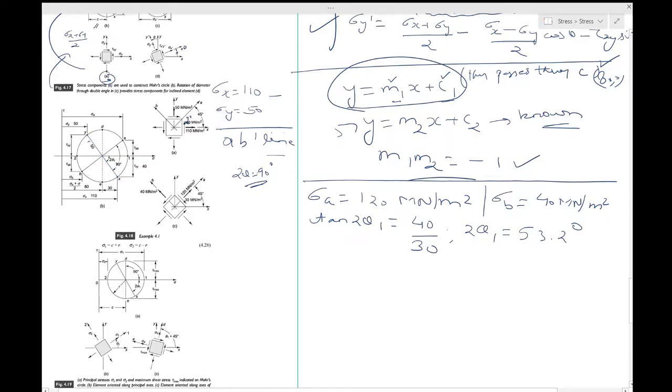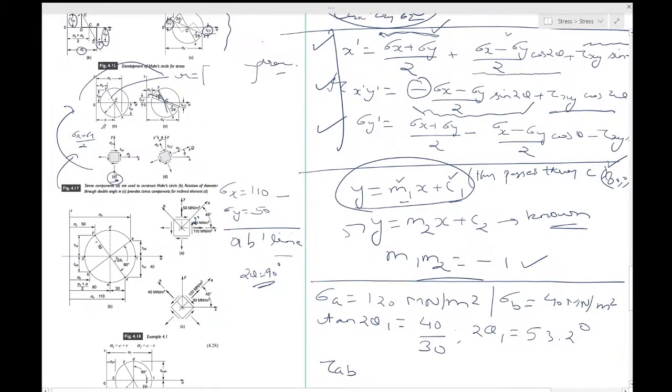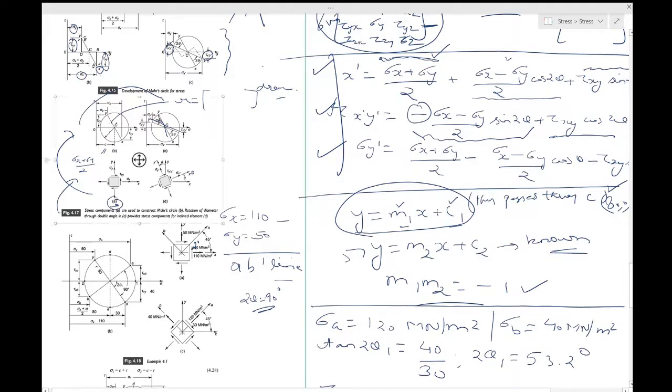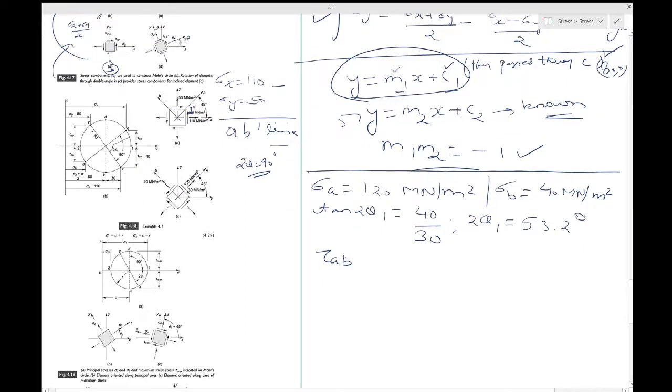See, tau AB, when it was coming over here, this was positive. This was also positive. But if this x and x dash has now crossed above, then this time we know that tau AB, or tau x dash y dash, will be negative. So this is minus 50 sine of 90 minus 53.2 degrees. I hope this point is very clear.